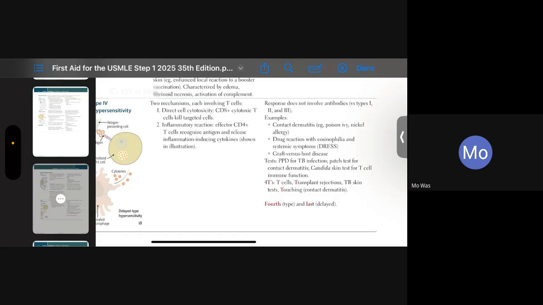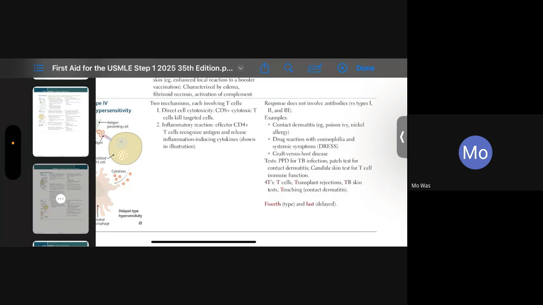So in the body, TB can be in a latent form, right? If an individual is already exposed to TB and you give him PPD, obviously he's going to have memory against that component. So we are going to have a local induration in the skin, which is basically a positive PPD test, right? That indicates that this individual in his previous ages might have been infected by TB.